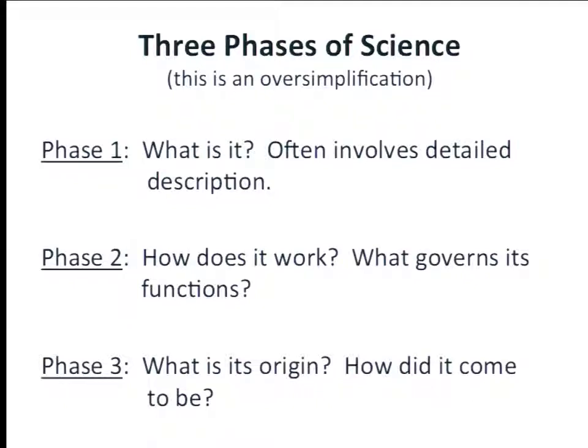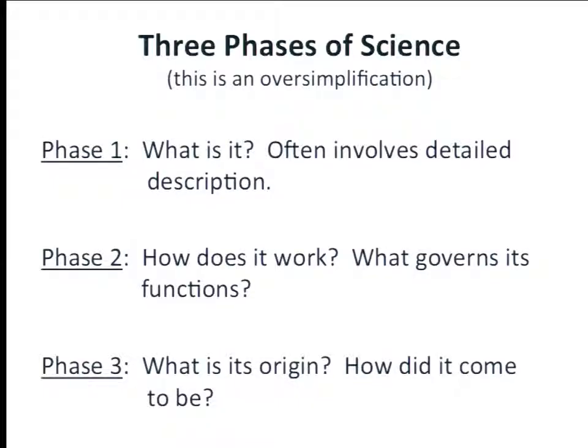Phase 2 often concerns how it works. So you can describe a species, but how does it actually work? You know, what's its physiology, what's its metabolism, what governs its functions. And then phase 3, which I think is by far the hardest, is what's its origin? How did it come to be? And so I think the science of origins is the hardest of all the sciences, typically.